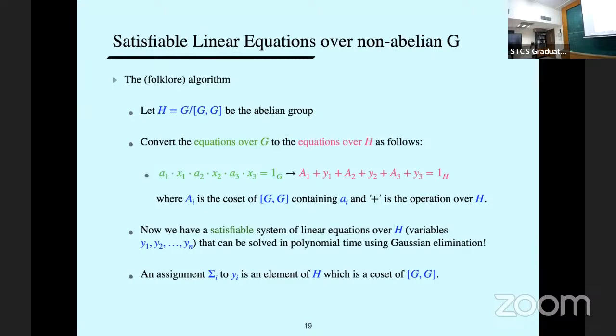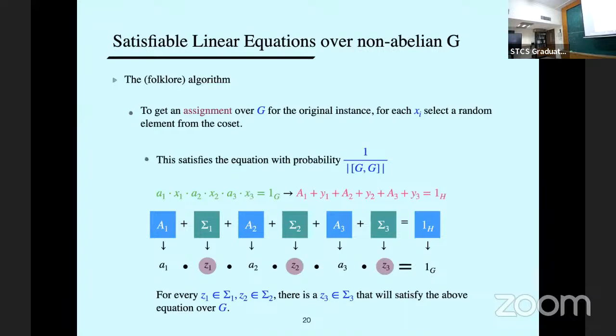So once you find an assignment, it assigns some element sigma to Y_i, which is a coset of the commutator subgroup, right? It's from the quotient group. And the algorithm is just assign a random element from this coset. So this was the assignment that you got for Y1. Now we want to find the assignment for X1. So you just assign a random element from that coset. Is the algorithm clear? So we use this abelianness to find the set of possible assignments for a variable, which is a coset. And then from this, how would you pick an assignment? You just choose a random element from that coset.